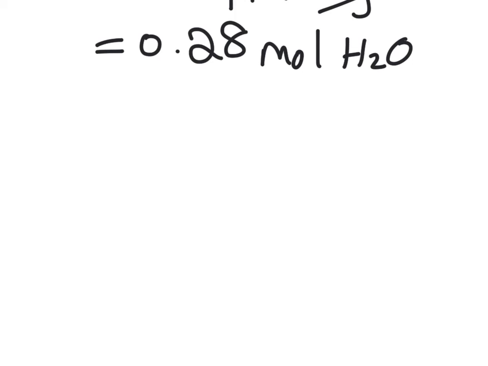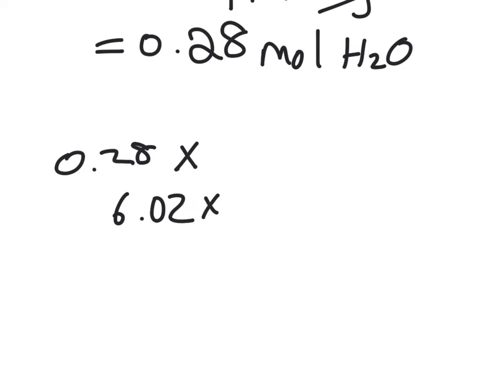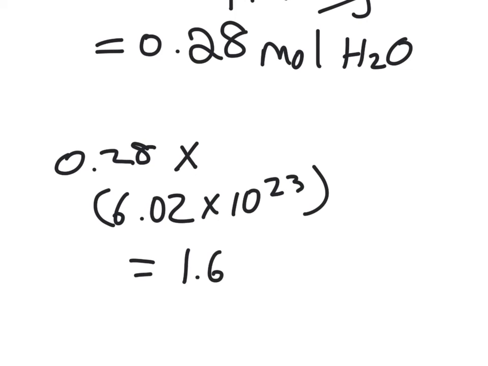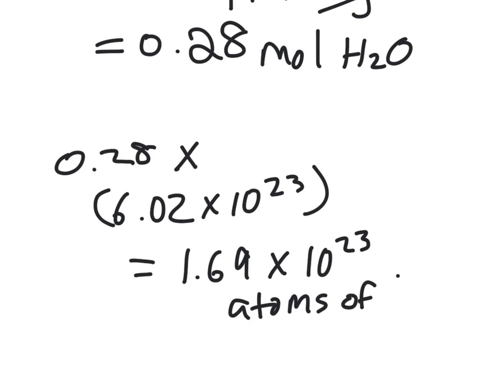And now if you're going to try to see how many atoms are in that, you're going to do the same thing as last time. You're going to multiply 0.28 by Avogadro's number, which is, again, 6.02 times 10 to the 23rd. And the answer you're going to get is 1.69 times 10 to the 23rd atoms of H2O.